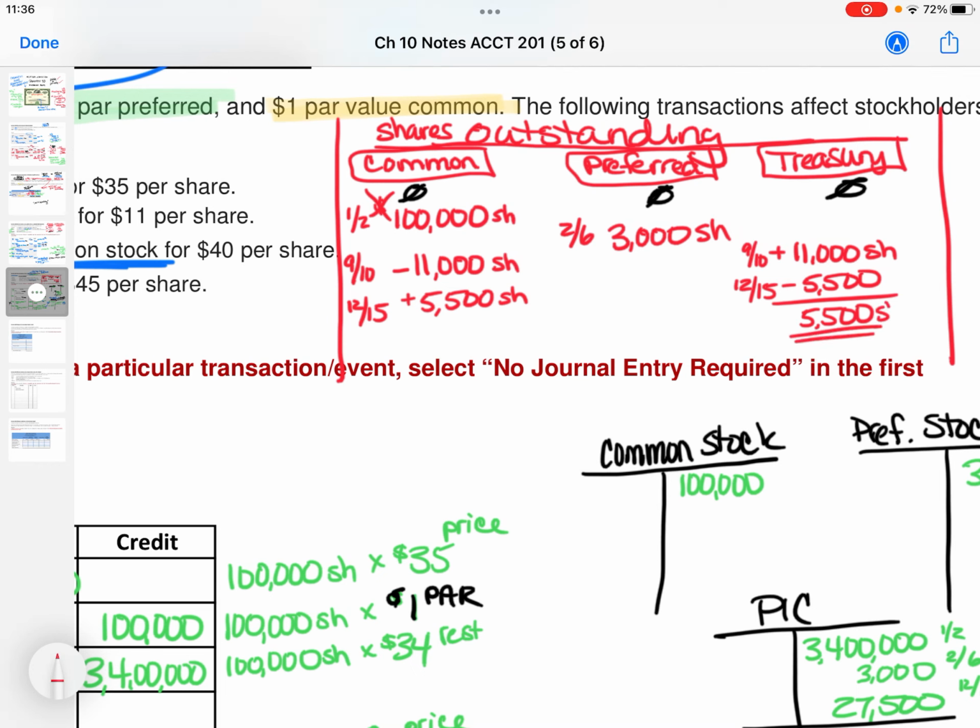And these are shares outstanding. That means that's the number of shares. In treasury, it's not really outstanding. It's what we own. But they are technically considered still outstanding because they have been sold. Preferred, we have 3,000 shares outstanding. And then over here, this one's a little harder, but you'll calculate this one. It is 94,500 shares. So I took the 100,000 minus 11,000, add 5,500. That's how we get to the 94,500 shares.